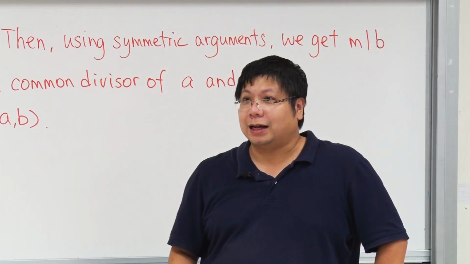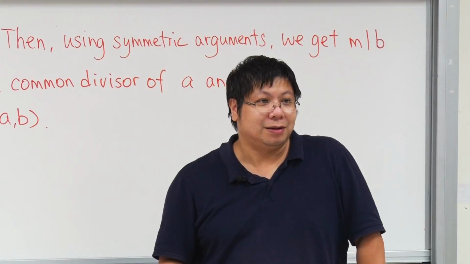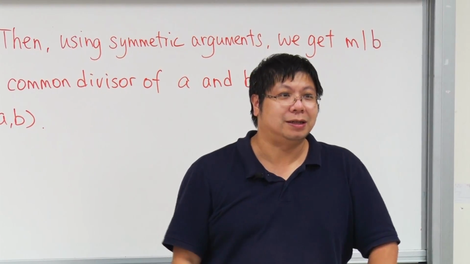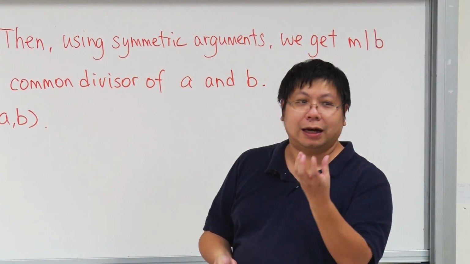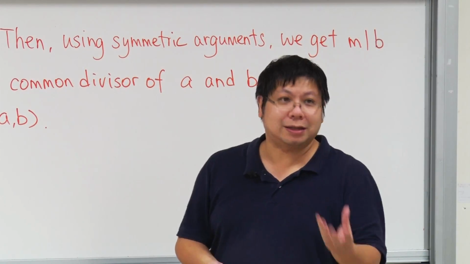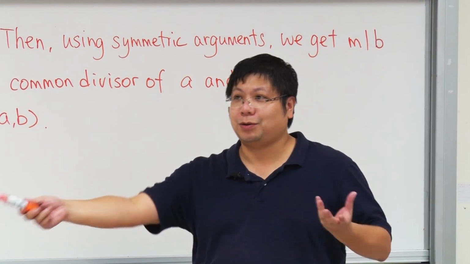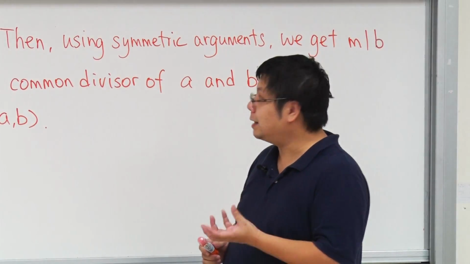Any student in this class must be shorter than the tallest person in this class, right? So that's why that person is called the tallest person. So similar here. If M turns out to be a common divisor of A and B, then it must be smaller than or equal to the greatest common divisor, because we call that the greatest common divisor, so it must be greatest. Okay, so this is the idea.